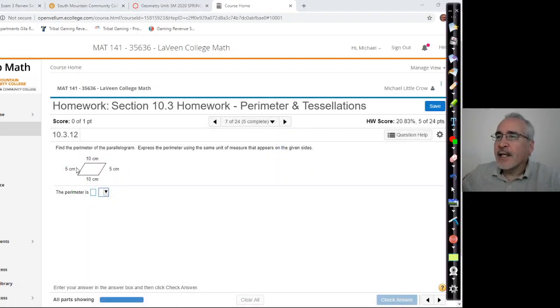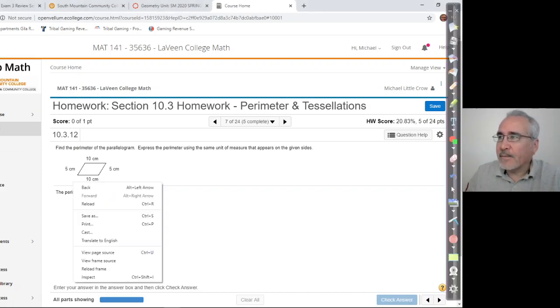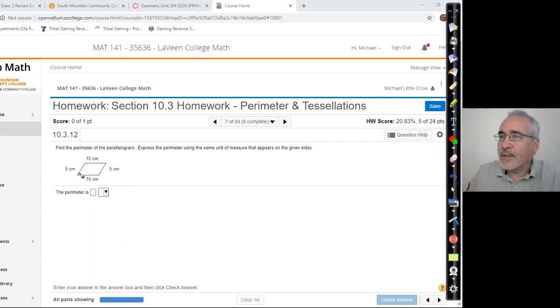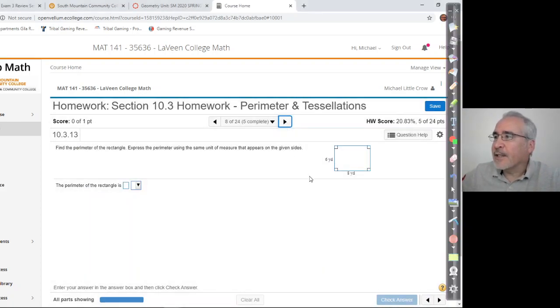There we go. Same thing here, even though it's a parallelogram, which is a little different, it's still distance around. So we walk one side, 10 plus 5 plus 10 plus 5. That's going to give you your perimeter. So we'll just kind of keep walking through these, and I'll get maybe less and less.